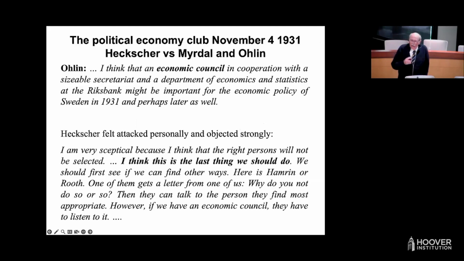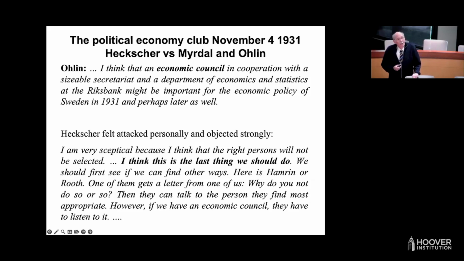So, in November, the Political Economy Club met. That was a club with all the economists in Stockholm. They discussed a book; Cassel, Heckscher, Myrdal, they were all there. And the debate at that meeting was crucial because it opened up a difference between the young economists and the old economists.